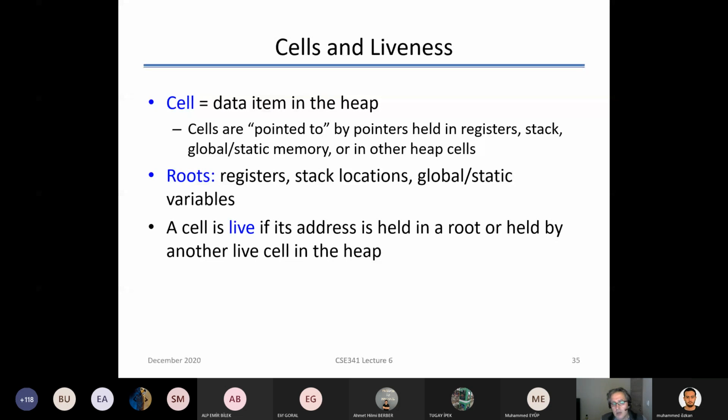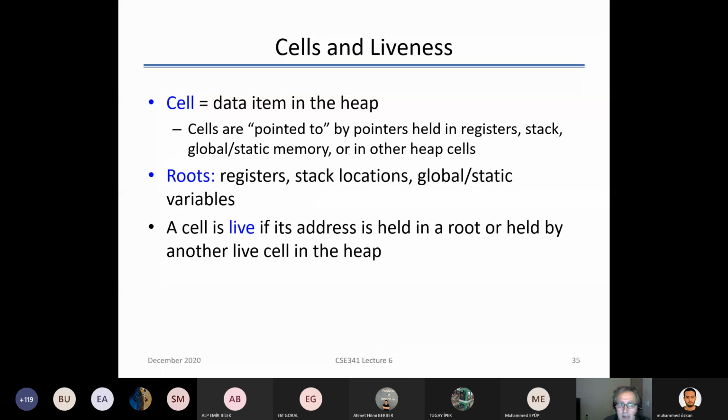The second definition is roots. These are registers, stack locations, global static variables. So anything that is not on the heap, these are called roots. These are most probably going to have the pointers stored in them. Then another definition: a cell is live, meaning it is active, if its address is held in a root, in one of the registers, stack locations, or global static variables, or it is held by another live cell in the heap. So 2 possibilities. One is a live cell has a pointer in one of the roots. The address is contained in one of the roots, either registers, stack locations, or global or static variables, or is held in another live cell. The other has to be a live cell.